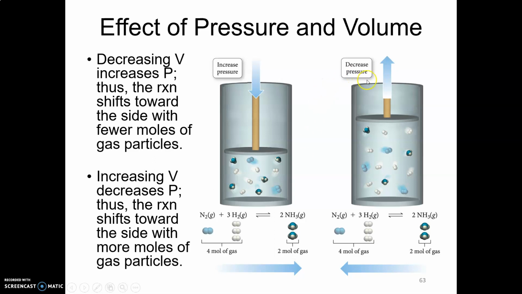Whereas, what if we did the opposite? What if we dramatically decrease the pressure? Now we need to counteract this. How do you counteract decreasing it? Well, you need to increase it. So we're not going to shift to the right. We're going to shift to the left, to the side with more gas molecules. Because again, the idea is we are trying to counteract the change.